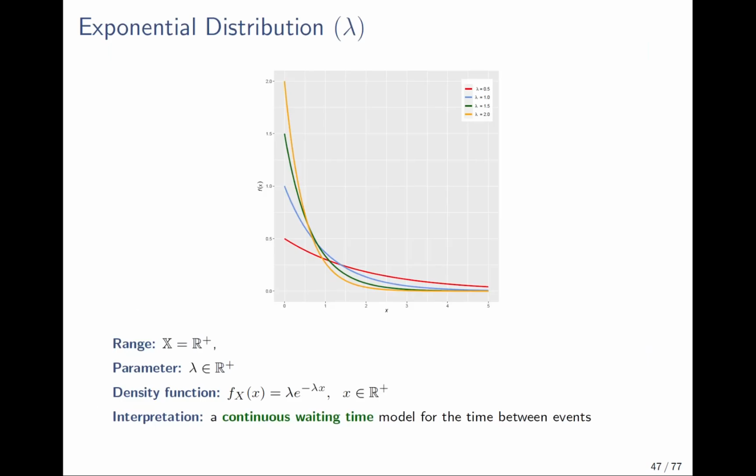Okay, some other distributions. The exponential distribution. This is a waiting time distribution, a continuous waiting time model for continuous random variables, for the time between events. Its range is the positive part of the real line, and it has a single parameter lambda, which again is a rate parameter describing the occurrence of events. And this is what the exponential distribution looks like for different values of lambda.